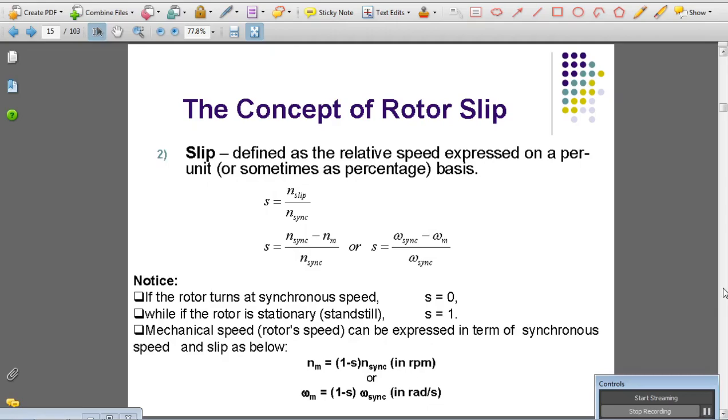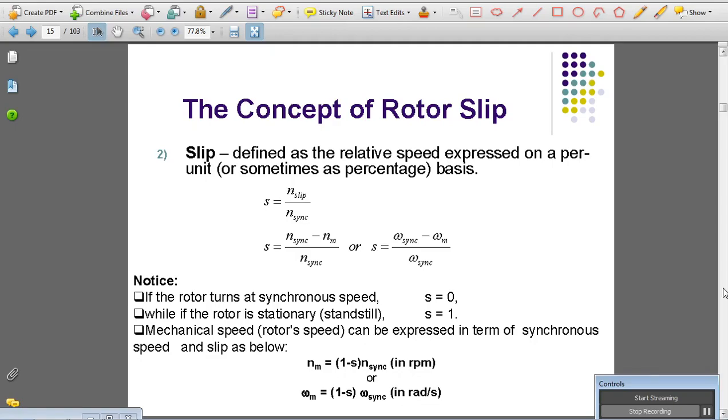Okay, number two, the slip is defined as the relative speed expressed on a per unit basis or sometimes as a percentage basis. So slip is equal to slip speed divided by synchronous speed, or in another form of the equation, slip is equal to (ns minus nr) over ns.